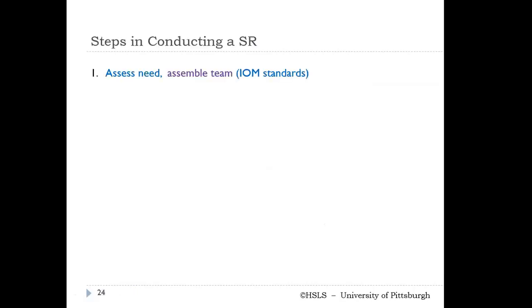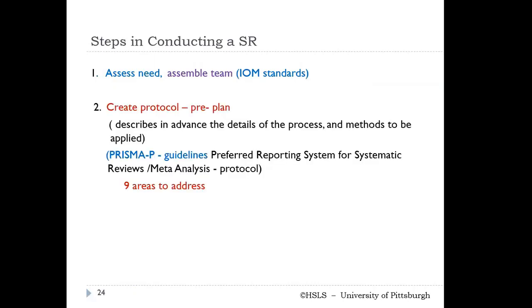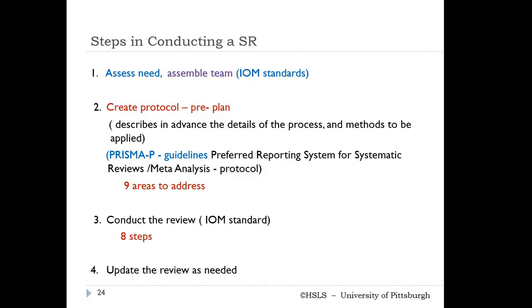Now, the steps in conducting a systematic review. Actually, there are 4 phases. It is done in 4 phases. The first one is assess need. Before you do a systematic review, you have to assess the need, whether there is a need for a systematic review, right? So assess need, then assemble team.